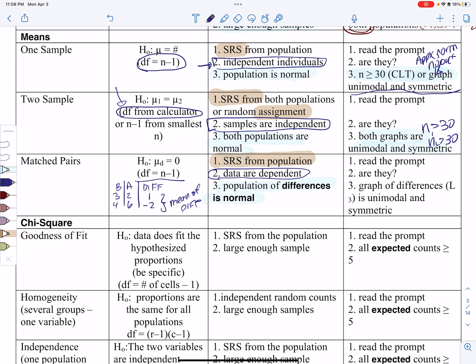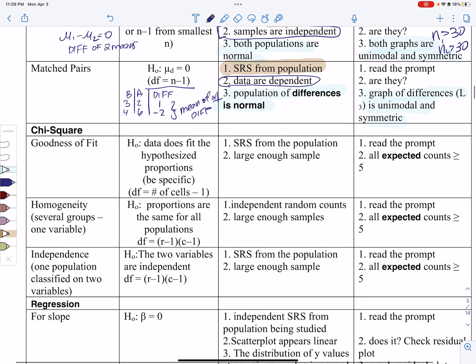This one here is, remember, mean 1 minus mean 2, because if I set it equal to 0 and solve this by subtracting from both sides, this is the difference of 2 means. Okay? This is the mean of all my differences. So make sure you see the difference of the language. And how do you do that? The same way. It's not any different. Your graphs, differences, unimodal, symmetric, or of course you can use your n greater than 30. Same thing, CLT.